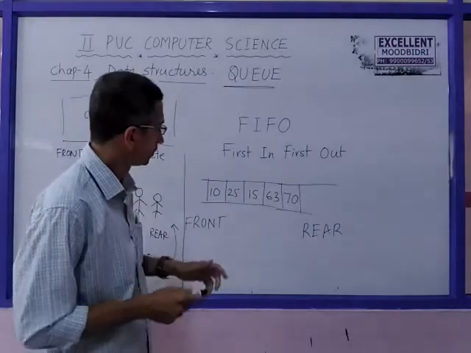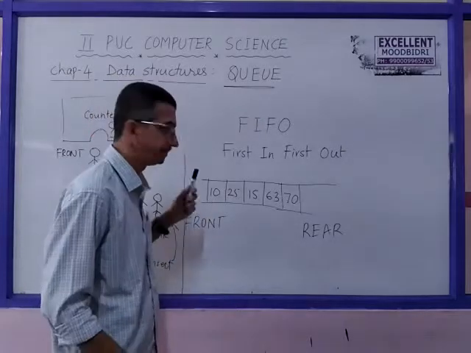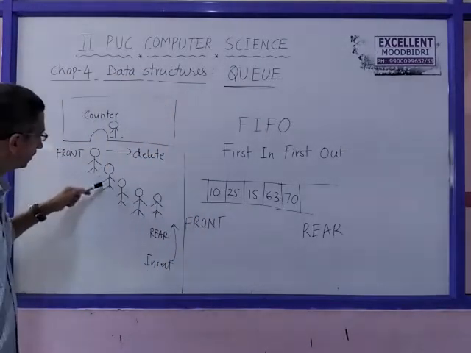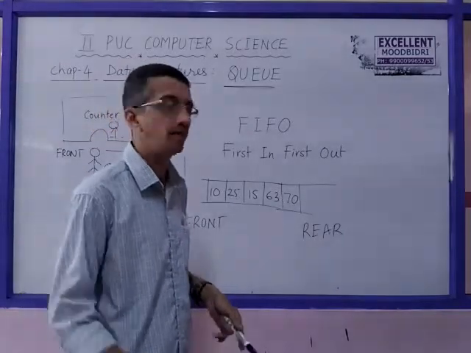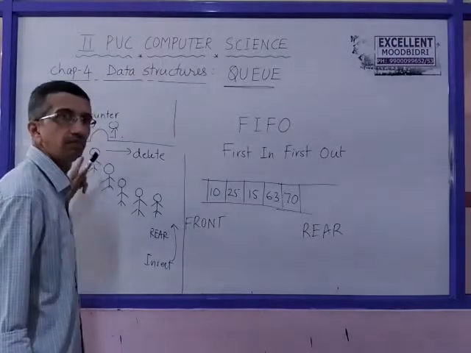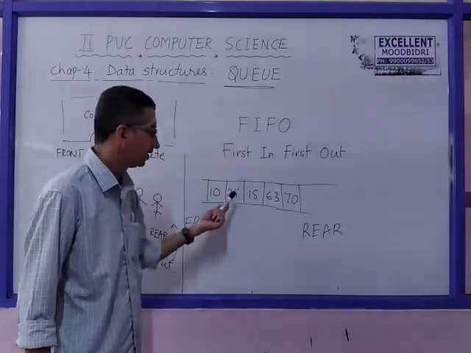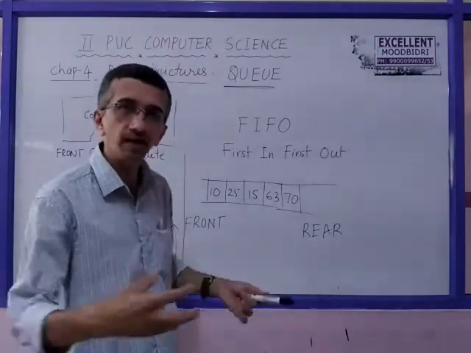So if you observe this one, which item comes into the queue first? 10. This person comes into the queue first, correct? Later this person has come. That is why he is standing behind the first person. So the next item coming is 25. The next item that comes is 15. So this is the order in which they arrive into the queue.